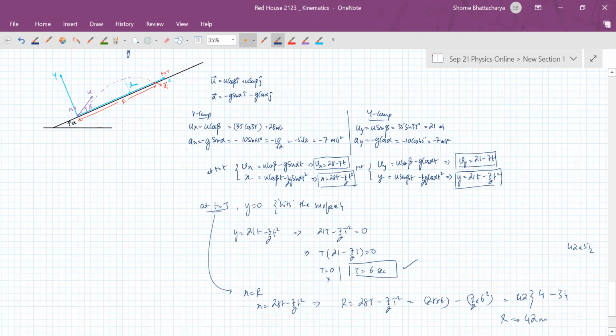Okay. And now, in the same way, I'll calculate the impact velocity also by just substituting the time as 6 seconds for both the components Vx and Vy. Remember, in this case, the x component is not constant because we have taken the inclined axis.